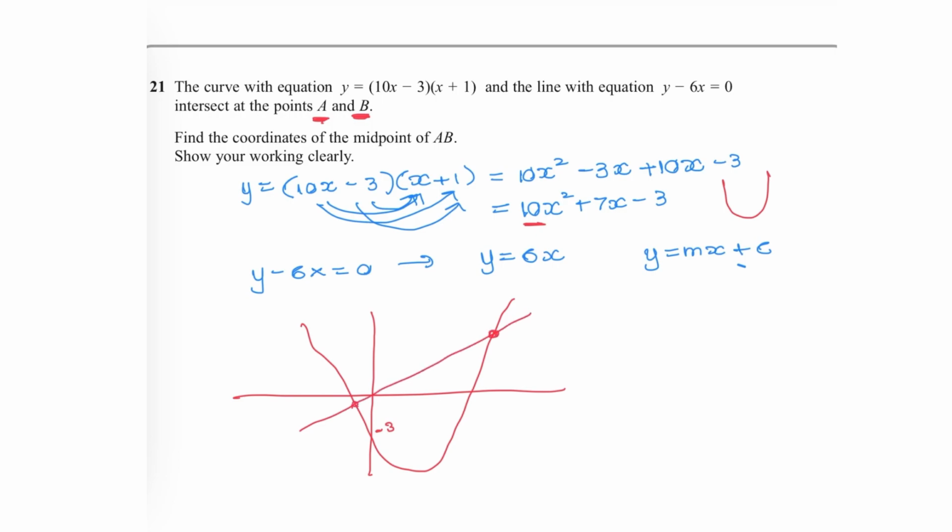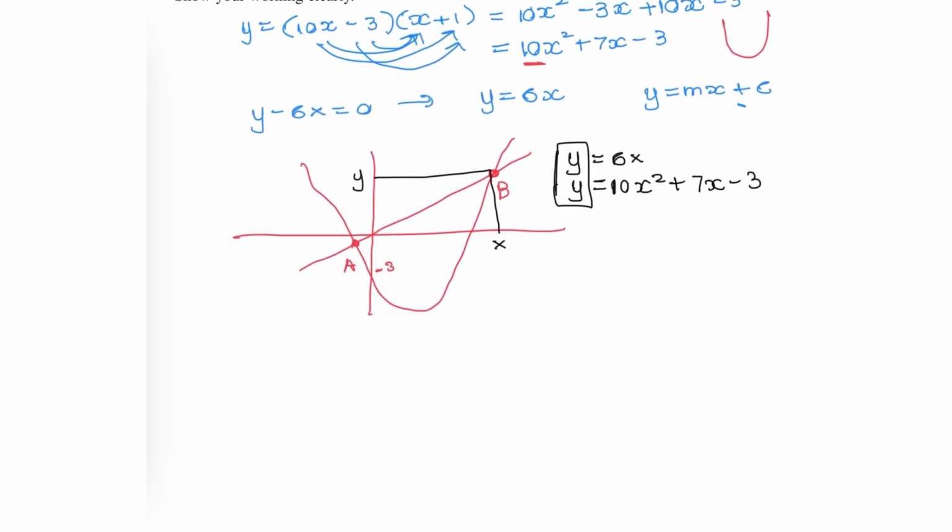So I'm going to label my 2 points as A and B. Now what I want you to realize is at this particular A and at this particular B point, the x value and the y value on both the line and the curve is going to be the same, right? Because it's meeting at that point. So if I use that theory, then I can equate that the y equals 6x of the line must be equal to the 10x squared plus 7x minus 3 of the curve, because the y's should be the same, right?